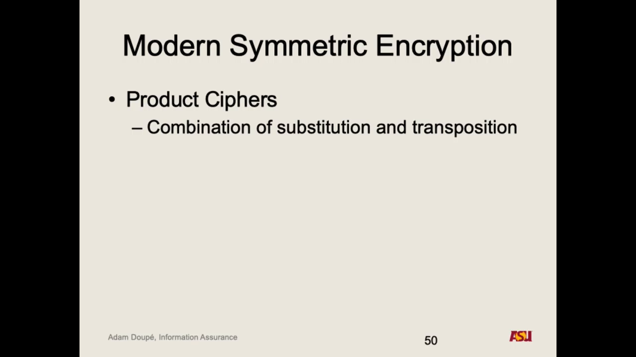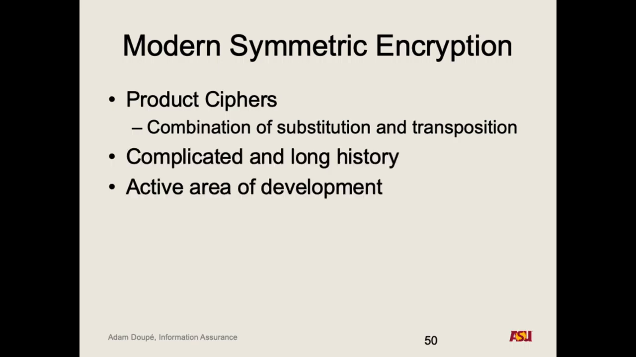Essentially, they're in a class called product ciphers, which are combinations of substitution and transposition ciphers, right? So why not just use one? Exactly. If you just use one, that can have problems. So let's use more in crazy ways. This is actually an active area of development. There are all kinds of crazy ways that these things have been attacked.